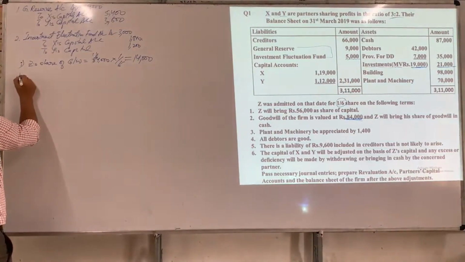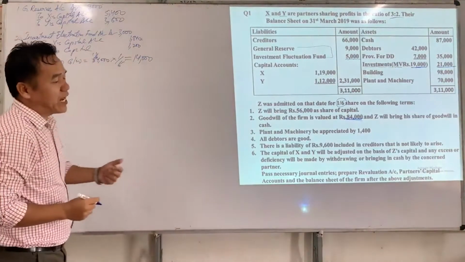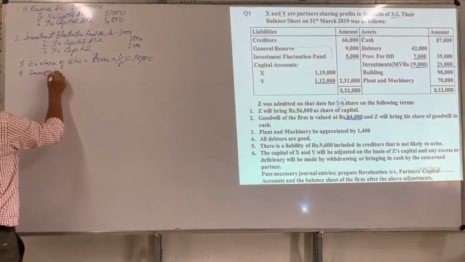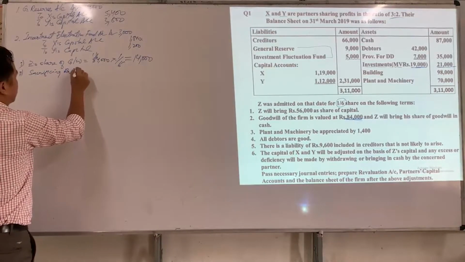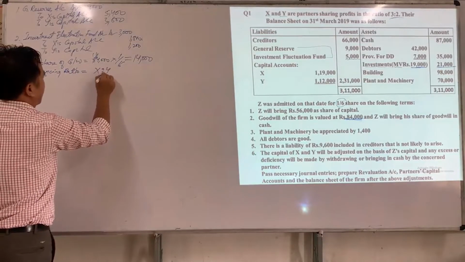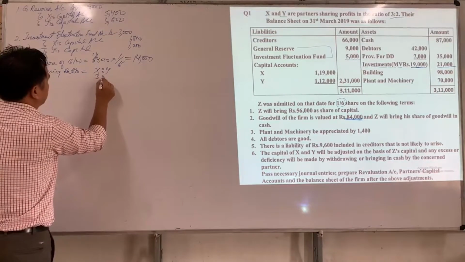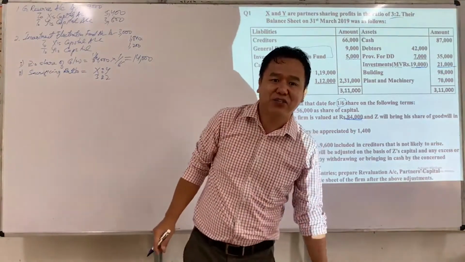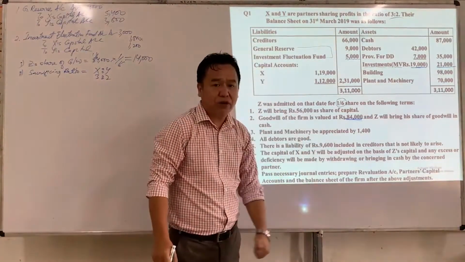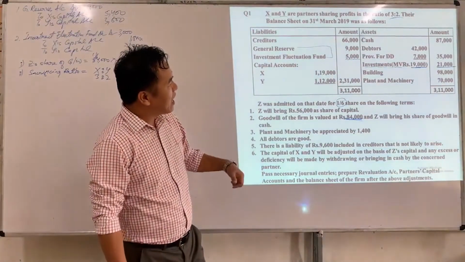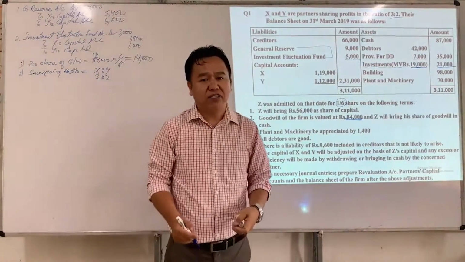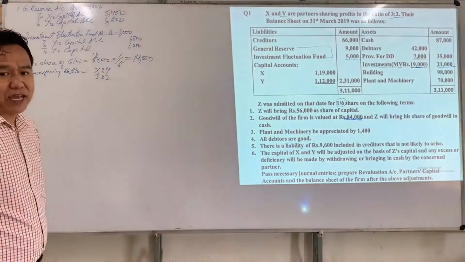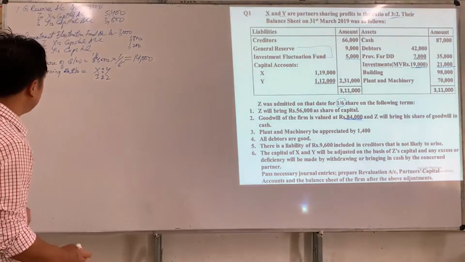And the second step is to calculate the sacrificing ratio. The sacrificing ratio of X and Y is 3:2. Why? Here we have to take the old ratio as the sacrificing ratio, since the new ratio is not given in the question. More so, information regarding the sacrifice made by old partners is also not given. So we have to take the old ratio as the sacrificing ratio, which is 3:2.